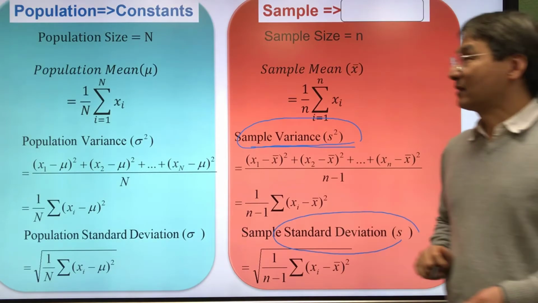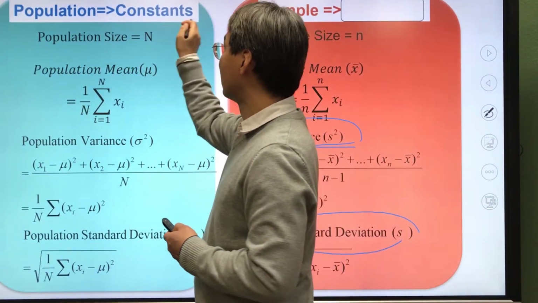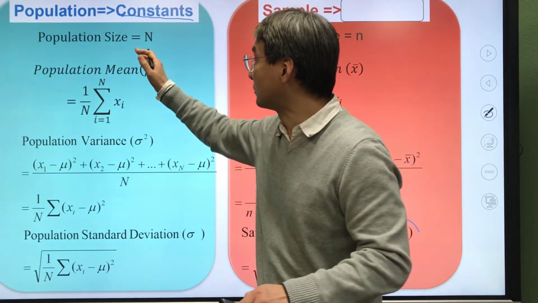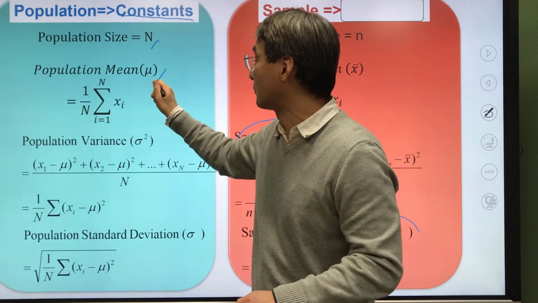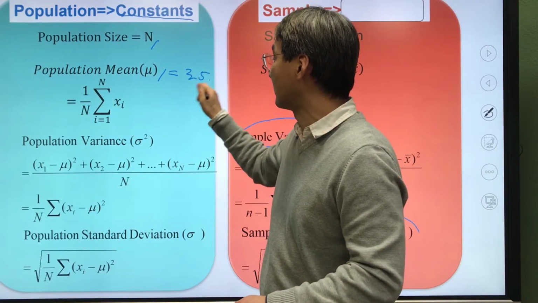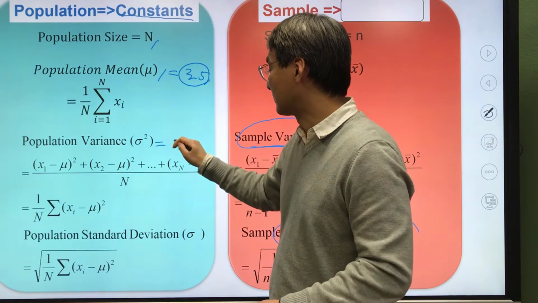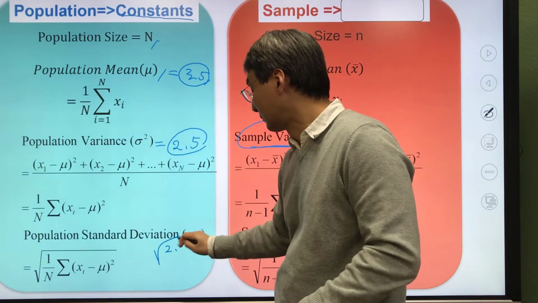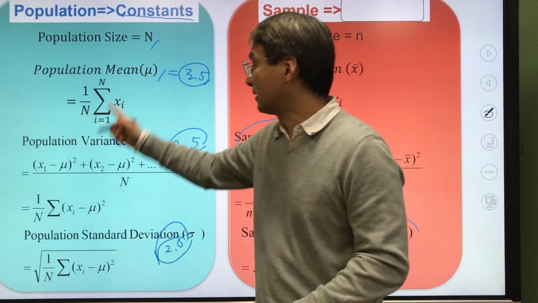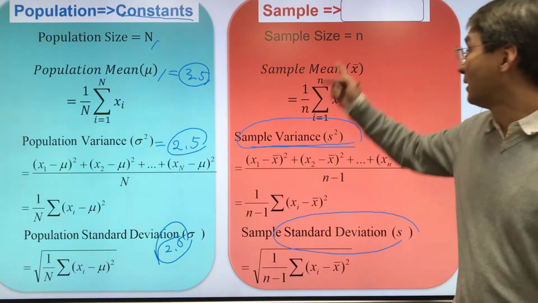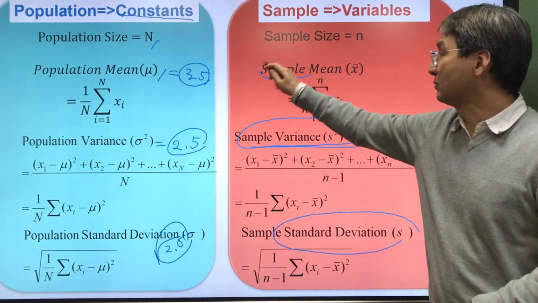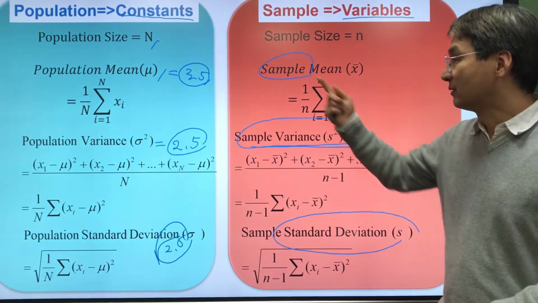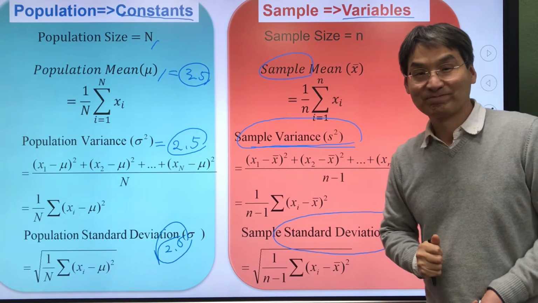Okay, I would like to emphasize that whenever you see population in statistics, notice that they are constants. They are fixed, they don't change. One number for population size, one number for population mean. Let's say this is 3.5 and it's one fixed number. And same thing, this is 2.5, then this is a fixed square root of 2.5. So there is only one number for each population parameter. However, whenever we have samples, you see them as variables, so they change every time we pick a new sample. All right?